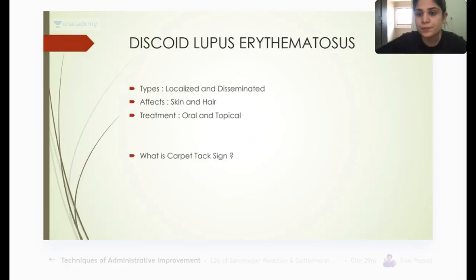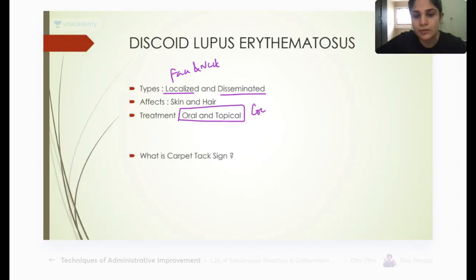Okay. So you have two types of DLE. You have localized and you have disseminated. Whenever you have a localized lesion, it will be present mainly on the face and neck, and a disseminated lesion is present everywhere in the body. It affects skin and hair, everything. Now again, it is a connective tissue disorder. So what will be the treatment? Treatment will be corticosteroids. Now you can give immunosuppressants also.